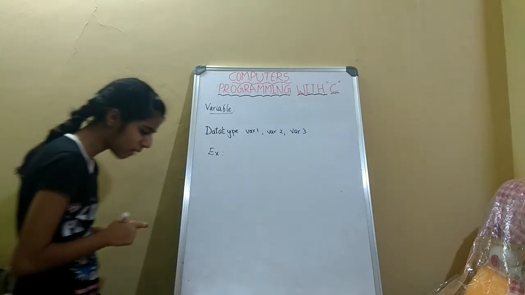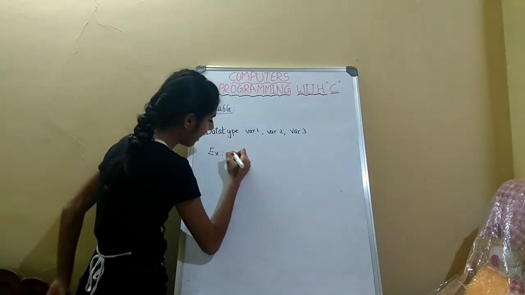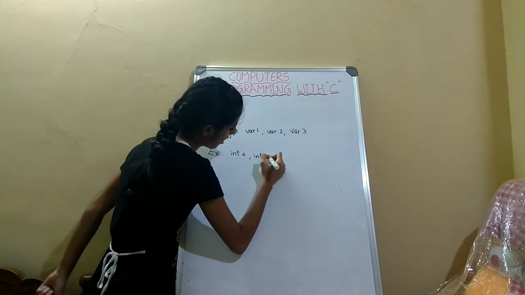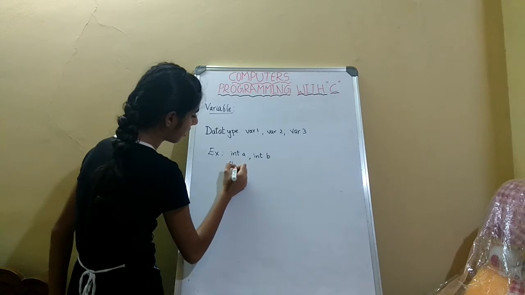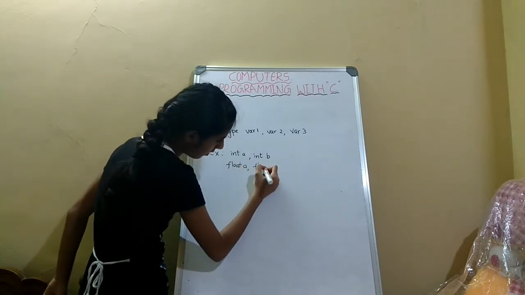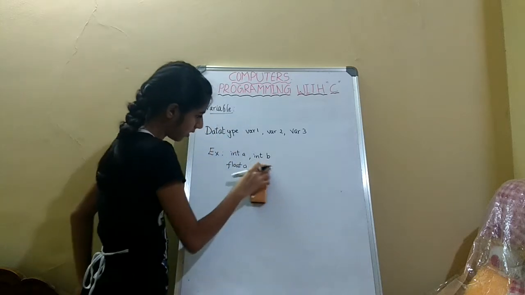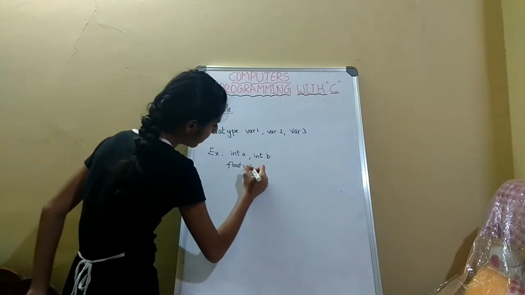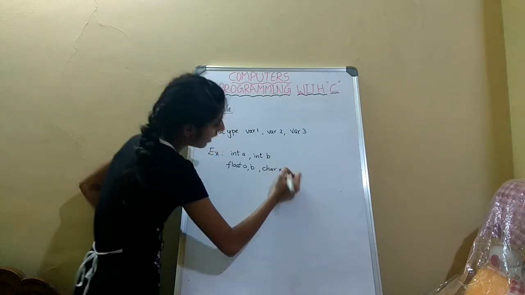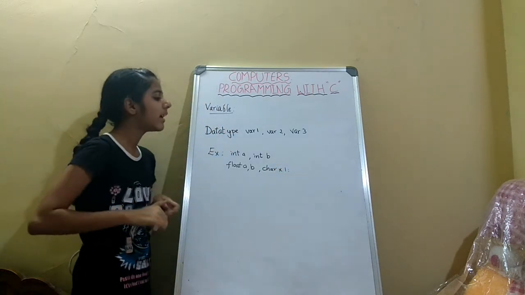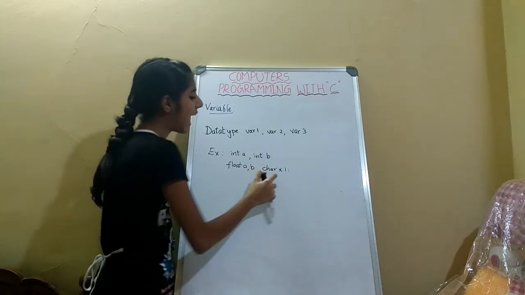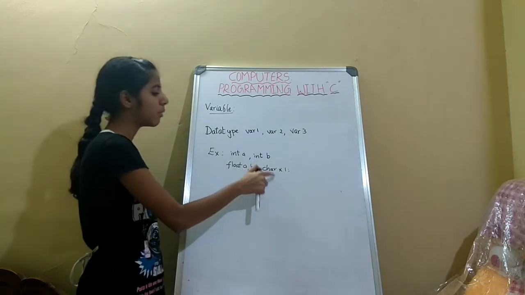Now I am going to give an example. int A, int B, float A, float A comma B and char x1. So int is a keyword, float is also a keyword, and char is also a keyword. Char is nothing but character.